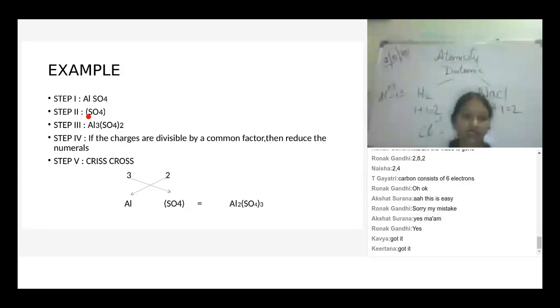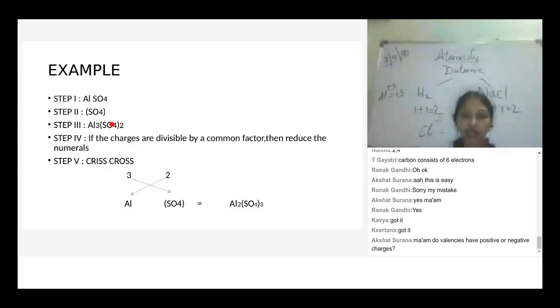Step 2, we first observe the radical. What is the radical here? A radical is a group of atoms that combine to give only one charge. Radical is a combination of different elements, all combined to give only one charge. Like sulfate is a radical of negative charge. Aluminium is an ion with a positive charge. So here aluminium is there, sulfate is there.